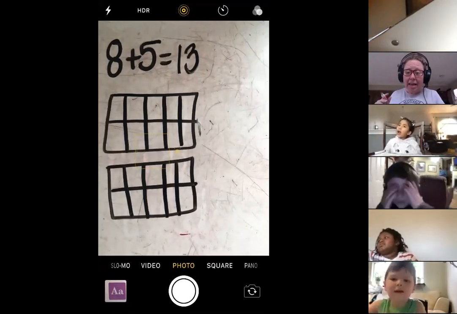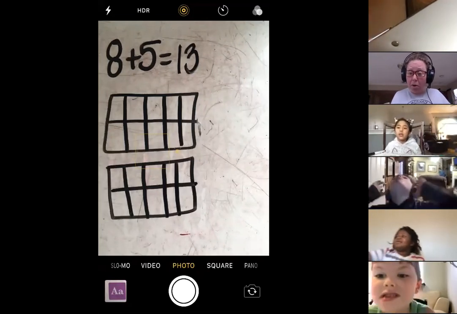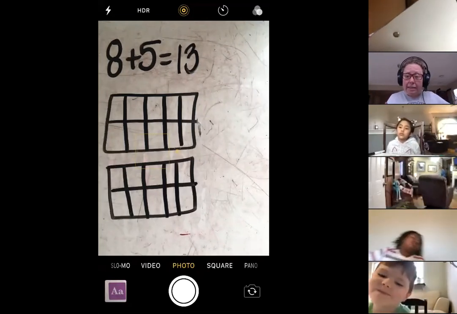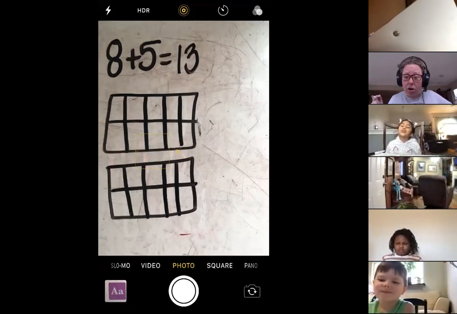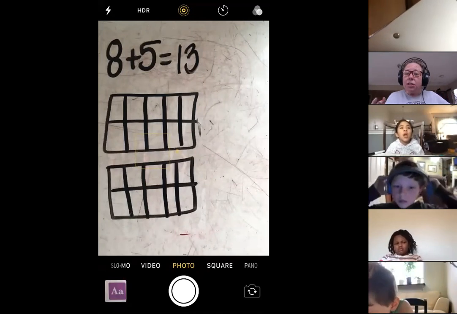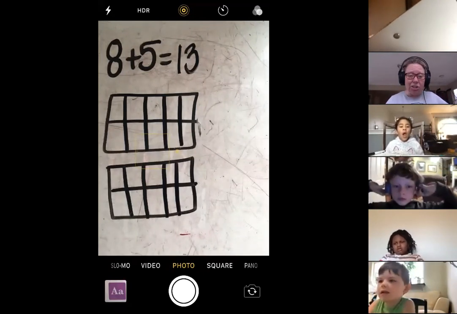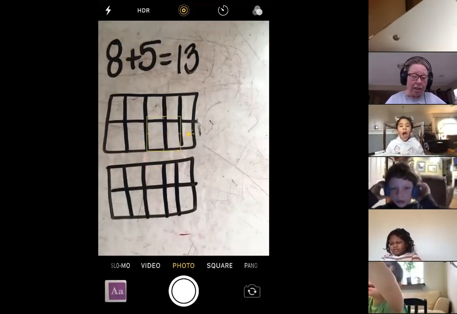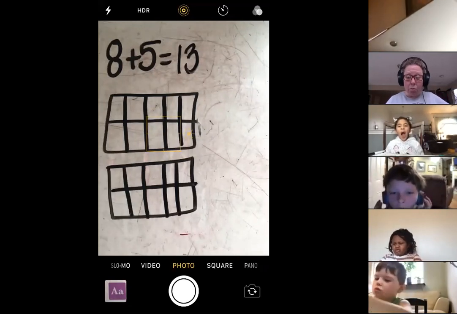Just like Ian and Asa really like using part, whole. Some people like the count on strategy. Some people like a number line strategy. So different people like different strategies. This is just another strategy that you can use if you want.